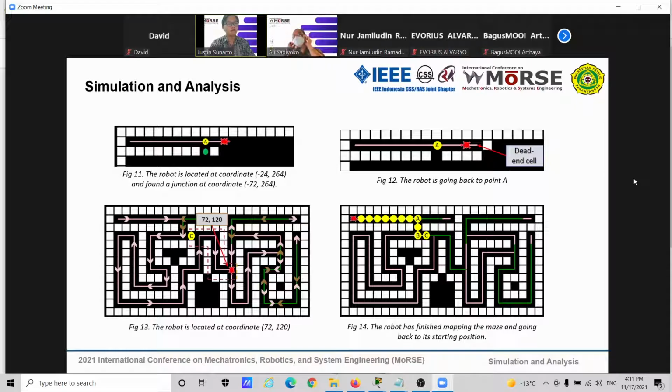After the robot arrives at point C, the robot will execute the go home subroutine with the shortest path available in the maze. In figure 14, the robot found that the shortest path on the maze is C, B, A, and then the initial position.